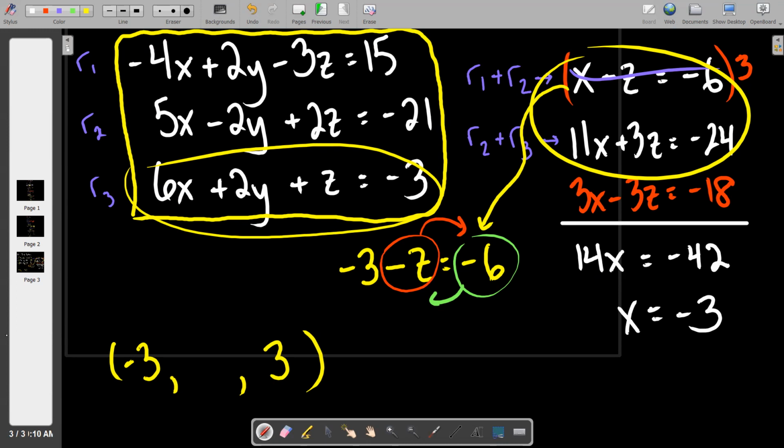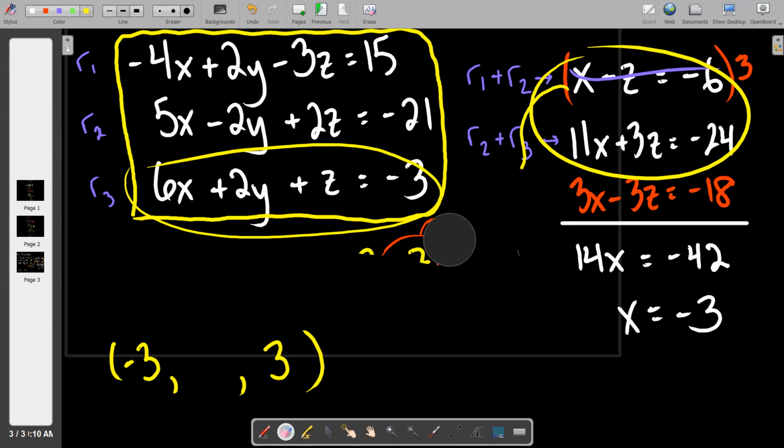So I'm going to take out that bottom equation now, and I'm going to rewrite it. And when I rewrite it, I'm going to be replacing the X and the Z, because I know what they are, with numbers. So it's going to say 6 times X, which is 6 times -3, which is -18.